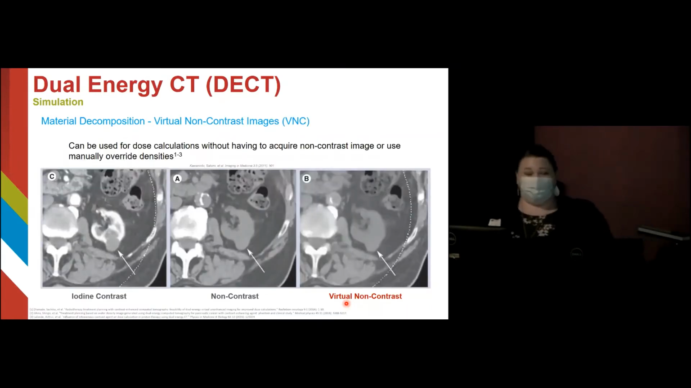Now we can identify the iodine contrast of each voxel. The iodine can then be removed during reconstruction to create these virtual non-contrast images shown on the right. These can be useful for treatment planning, which is usually going to require us to acquire an additional non-contrast CT scan or manually override that density. And several studies have shown that generally the dose differences between treatment plans using non-contrast and virtual non-contrast images are pretty small, but it's not a perfect representation, so they should always be reviewed carefully.